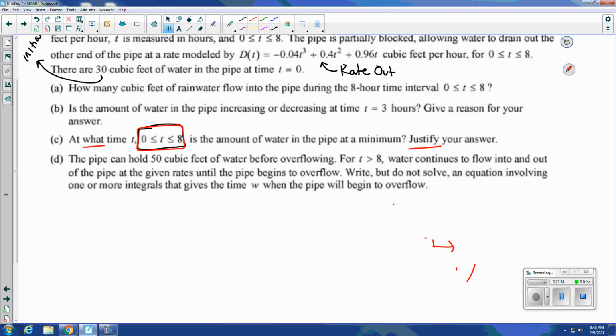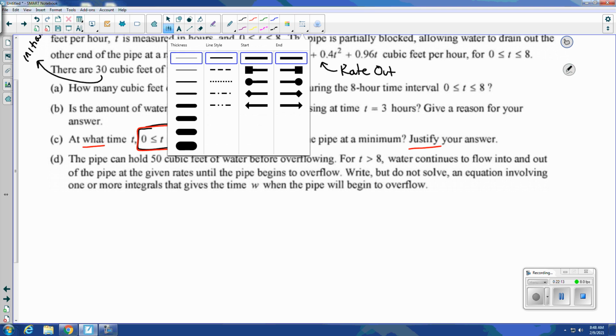Then the last question: the pipe can hold 50 cubic feet of water before overflowing. Water continues to flow in and out of the pipe at the given rates until the pipe begins to overflow. Write but do not solve an equation involving one or more integrals that gives the time w when the pipe will begin to overflow. So it begins to overflow when the total amount equals 50.